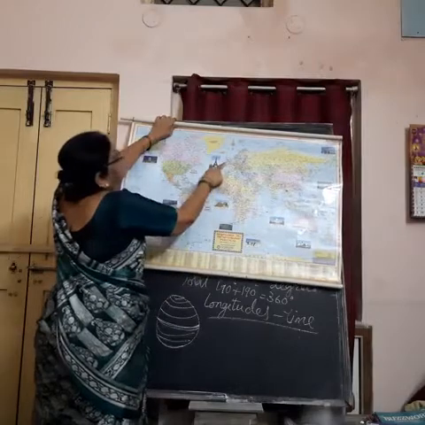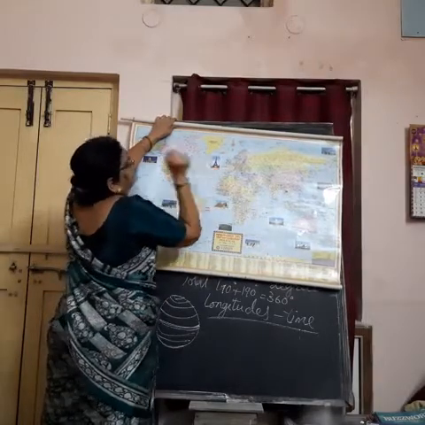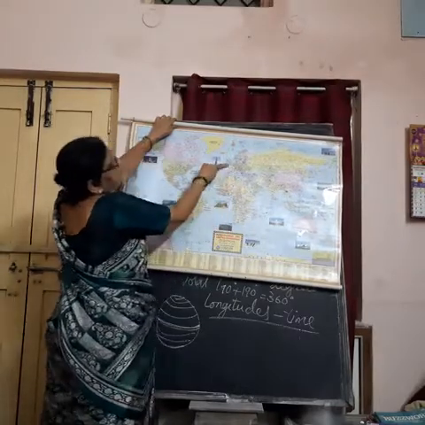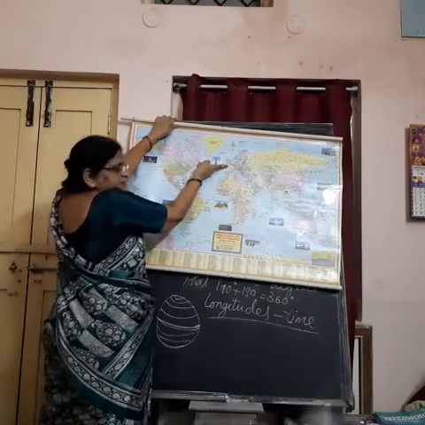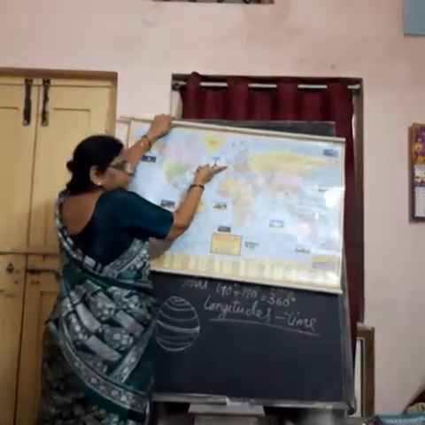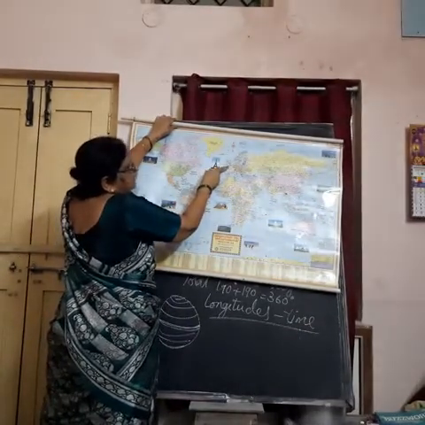Understand? Here is England. The capital of England is London. Here it is, London. Could you please see? And I always request you to have a map at home. You can see it. Here it is, London.